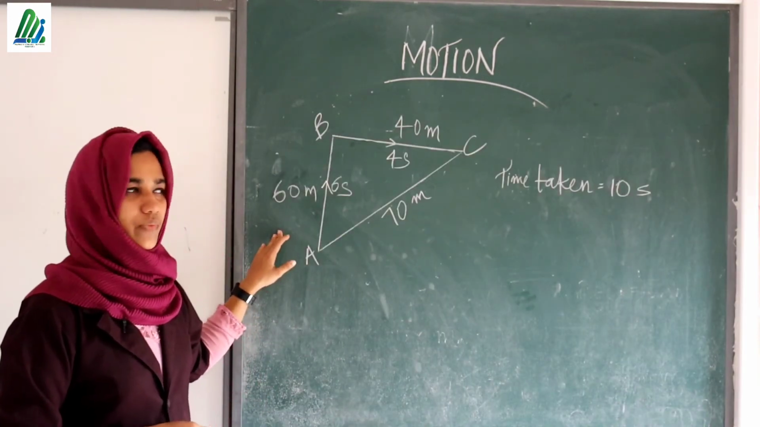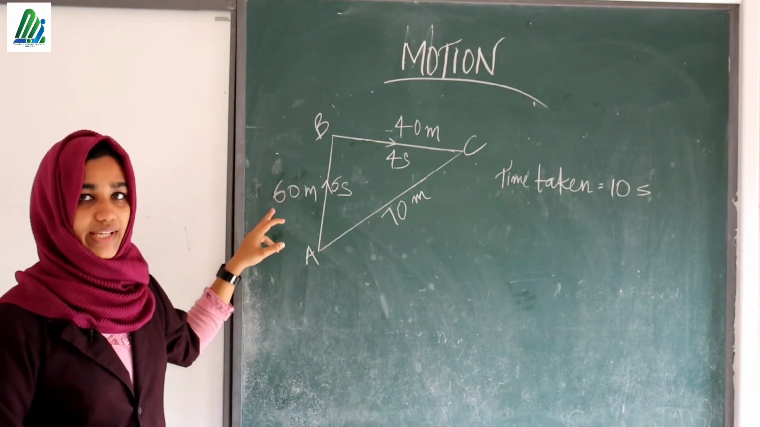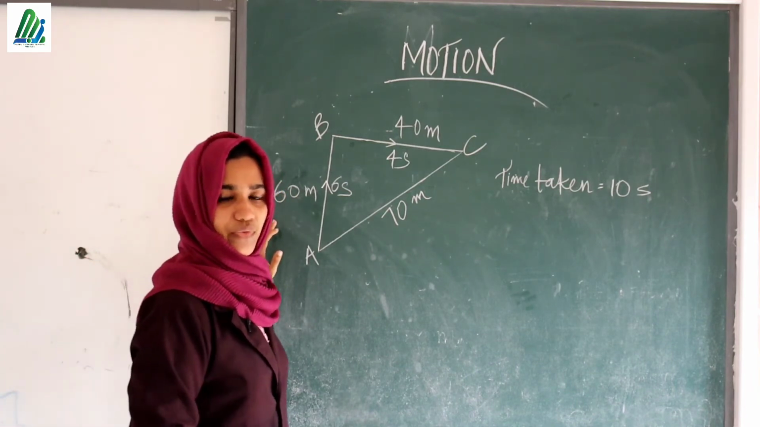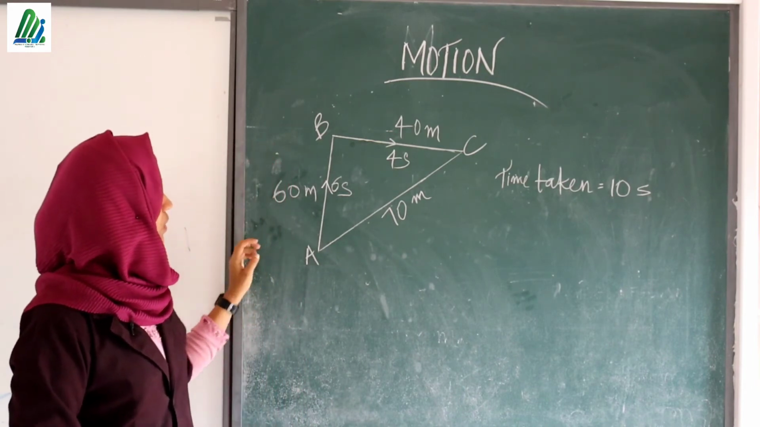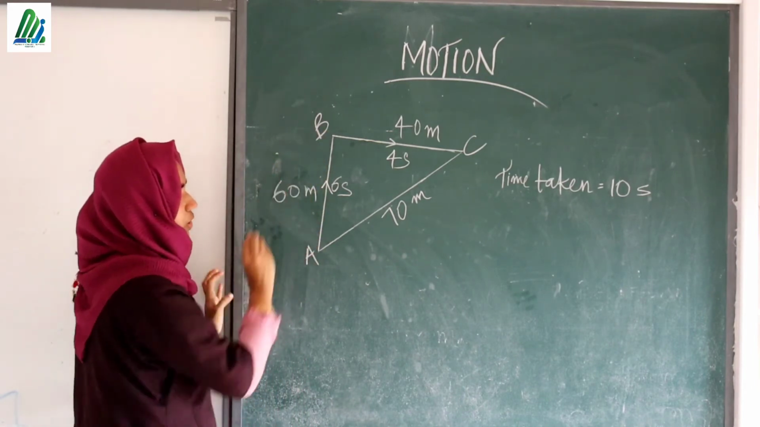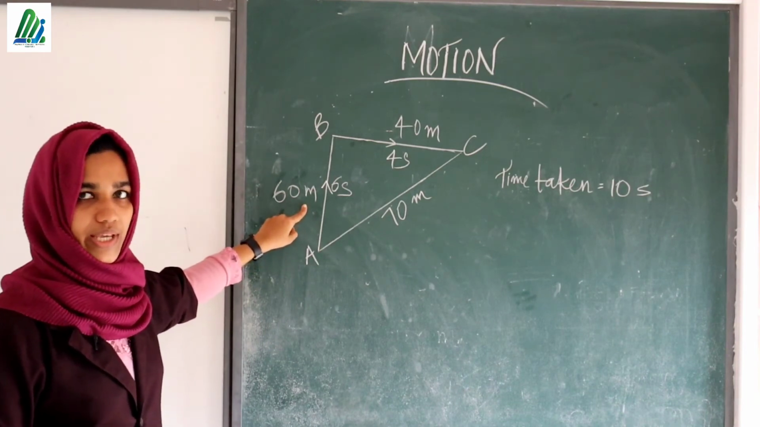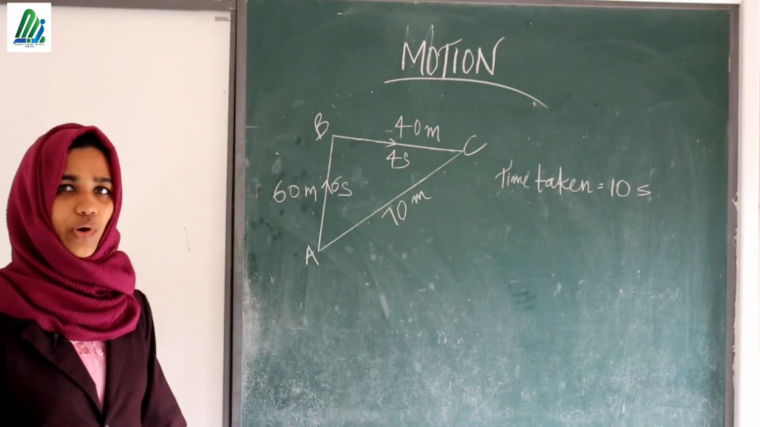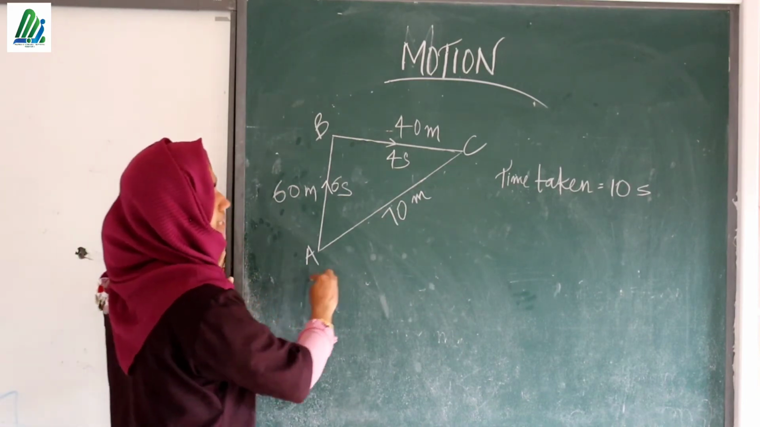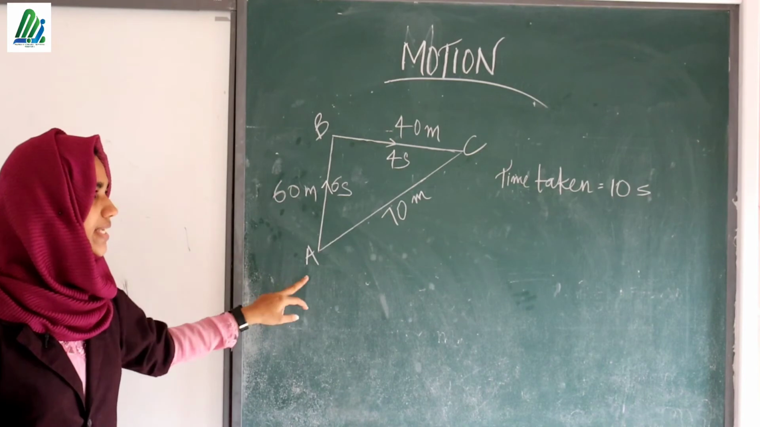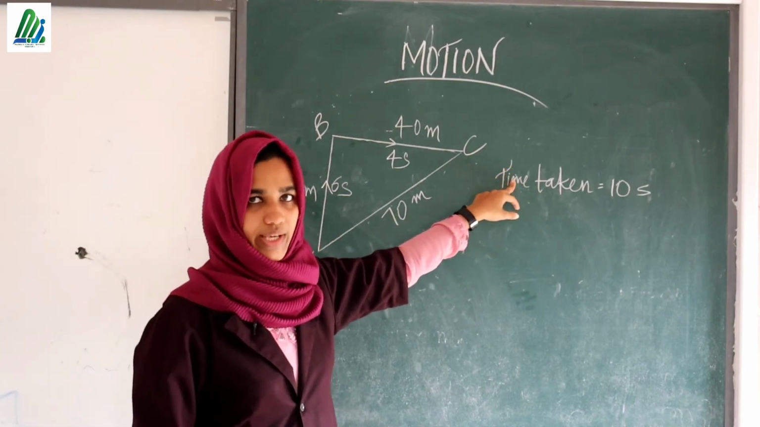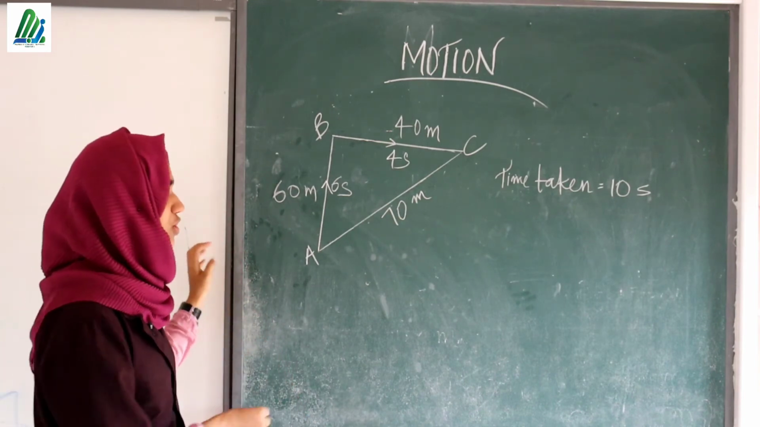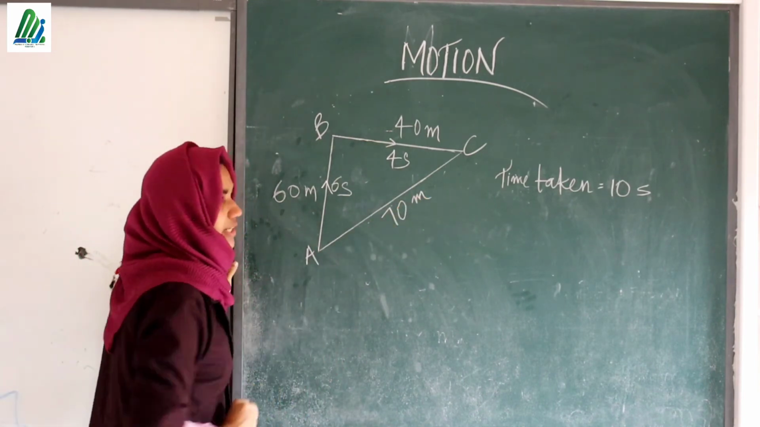Look at this figure. We want to calculate speed and velocity from this figure. Here you can see AB is equal to 60 meter and BC is equal to 40 meter. Then AC is equal to 70 meter. AC is the straight line distance from the initial position to the final position. So AC is equal to 70 meter.